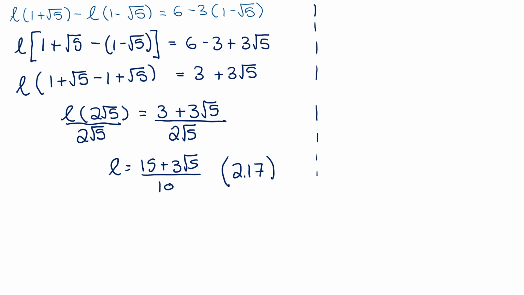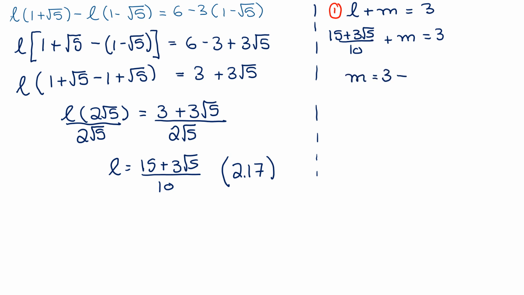So then if we go back to our first equation that we had, that was L plus M equals 3. So we have L as (15 plus 3 root 5) over 10, plus M equals 3. So M is going to be 3 take away, now watch this, the whole fraction. Use brackets if you need to. You're subtracting that whole thing.